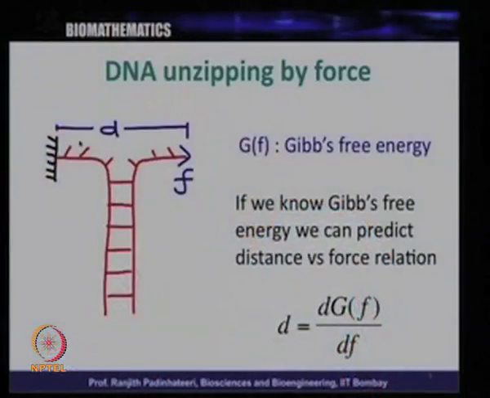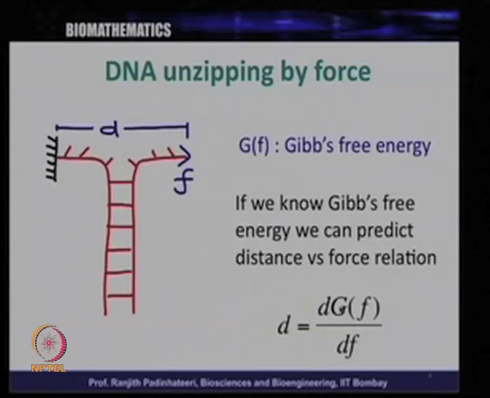So, once you know the Gibbs free energy, we can apply a force and measure this distance. This d is the distance from one end of the strand to the other end where you are applying a force. So, this distance is d. If we know the Gibbs free energy, we can predict the distance versus force relation by this particular relation.